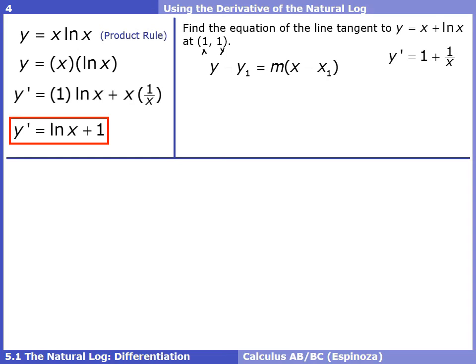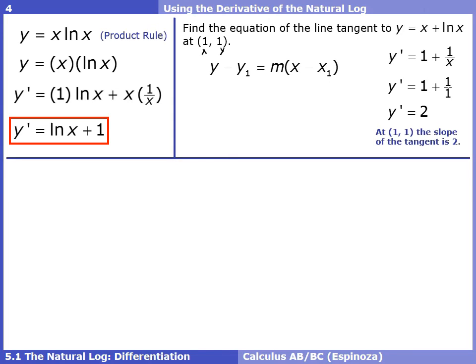Luckily, this can't be any more straightforward. The derivative of x is 1, and again, we just learned in this lesson, ln x becomes 1 over x. We want to find what the slope is at 1, 1, so we need to plug 1 in for x. When we plug in 1 for x, we get a slope of 2. So I'm going to go ahead and write that little fact out in words, just because we haven't really practiced this in a while, and just to make sure we're all on the same page.